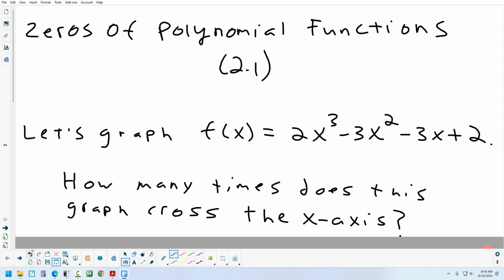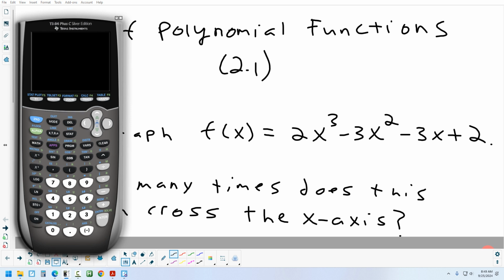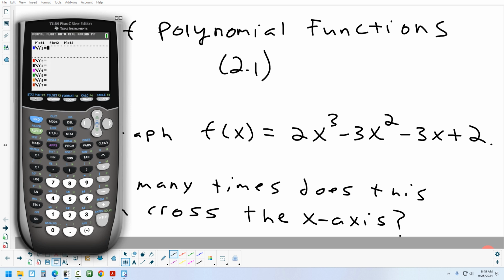All right, so let's graph that equation and see how many times it crosses the x-axis. So I'm going to go to y equals. Type in 2x. And remember, when you do the third power, unless you press the right arrow, your cursor is going to stay in the exponent. But I want to get out of the exponent, so just press the right arrow. Minus 3x squared minus 3x plus 2.